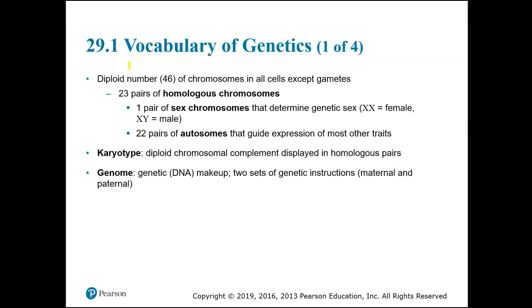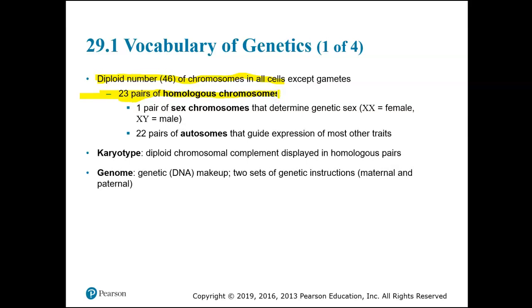So all cells in the human body except gametes, and gametes are defined as egg and sperm, all the other cells in the human body have exactly 46 chromosomes, which is the diploid number of chromosomes. So all of our body cells, except the gametes, have a copy of 23 chromosomes from the mother of the person and then 23 from the father. So in other words, that number 46 is really 23 pairs of homologous chromosomes.